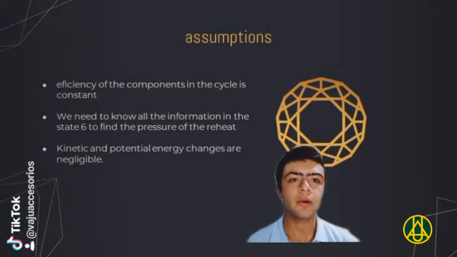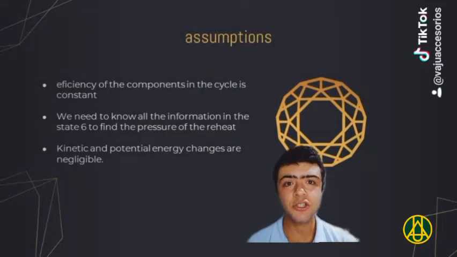For solving our problem, we need to take some assumptions. So the first is that efficiency of the components in the cycle is constant. We need to know all the information in the state 6 to find the pressure of single reheat, and kinetic and potential energy change are negligible because our cycle is ideal.